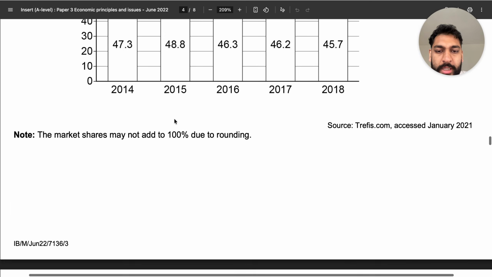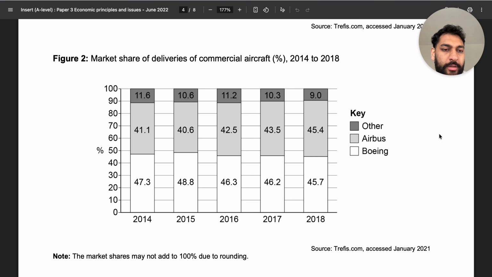Then in terms of market share, again, we can keep it really, really simple. We don't even need to talk about the other bit. We just have to say, year on year, figure 2 leads us to believe that Boeing is more successful than Airbus, as Boeing has had a higher market share for 5 years running. Example would be that they had 0.3% more market share in 2018. Another example would be that they had 8.2% more market share in 2015.